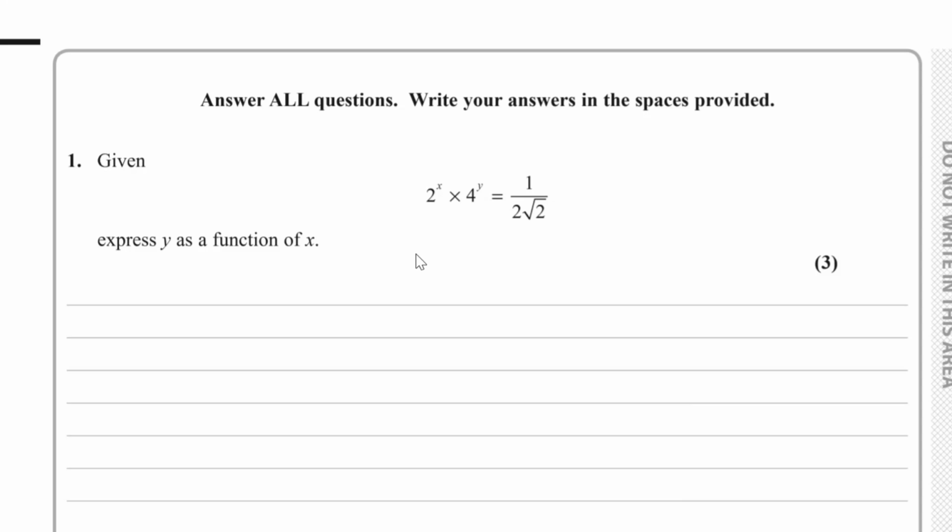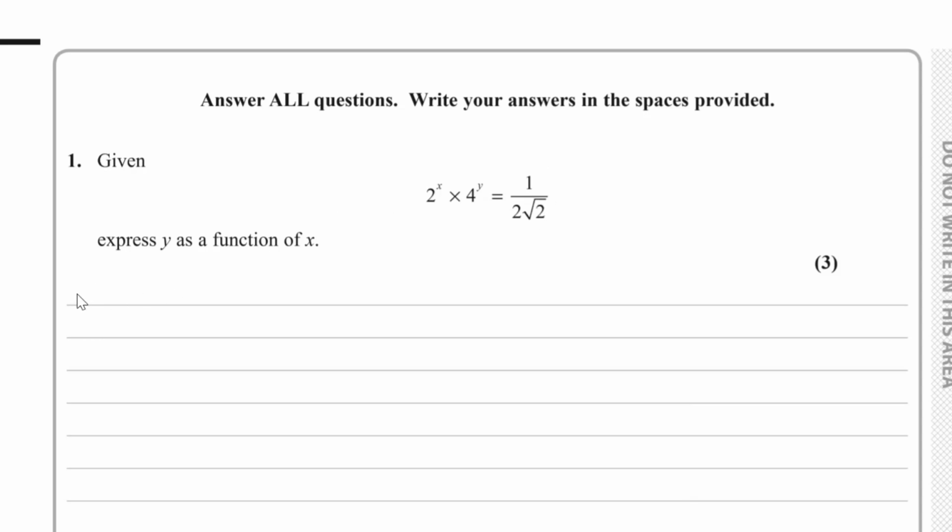Question number 1. Given that 2 to the power of x times by 4 to the power of y is equal to 1 over 2 times by the square root of 2, we have to express y as a function of x. So for this question, if we consider the right hand side, we can write the right hand side as a power of 2.